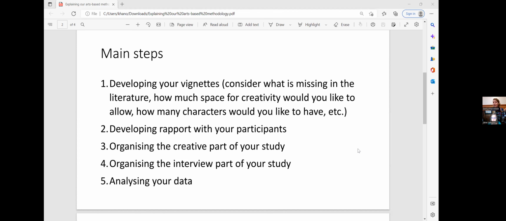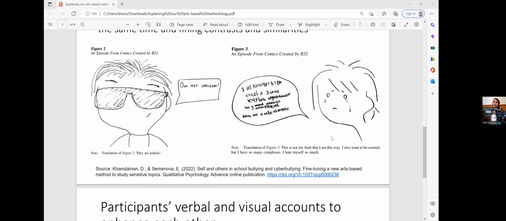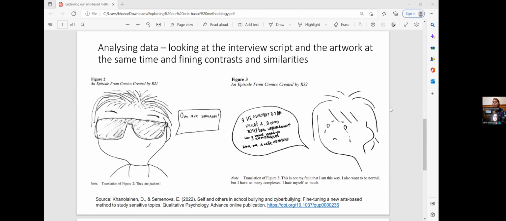So it's really just asking questions from participants, and them explaining what they wanted to create. And then after that, you're analyzing your data. And I provided here a little example of what you might expect. So when analyzing your data, you would have both their artworks and interview scripts. You're going through both components at the same time, and you're finding contrasts and similarities, and what the reoccurring components are.